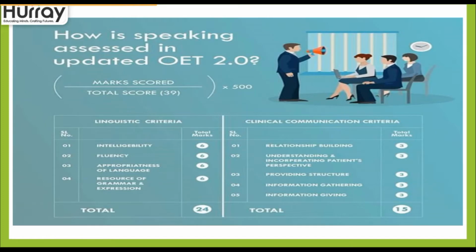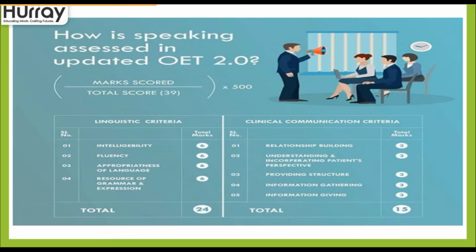Here's how the speaking is assessed in the updated OET 2.0. The total marks will be out of 39, where there are 4 criteria covered under language, which is called linguistic criteria, and there will be 5 criteria under clinical communication criteria. Under linguistic criteria, you have intelligibility, fluency, appropriateness of language, and resources of grammar and expression. All these carry 6 marks each.